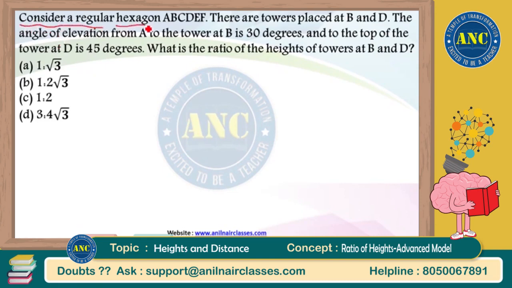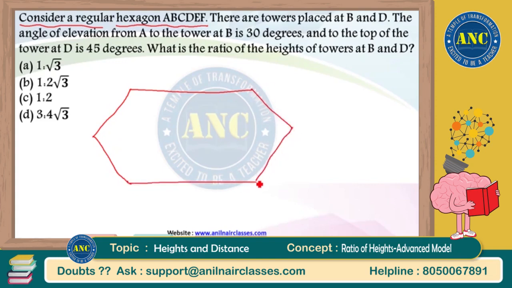Consider a regular hexagon A, B, C, D, E, F. First let me draw the hexagon. Again, the diagram is not drawn to scale. So this is the hexagon which I am drawing right now. I am taking a regular hexagon and naming it A, B, C, D, E, F. There are towers placed at B and D. That means there is a tower which I am placing at point B, something like this. Similarly, there is a tower placed at point D also.